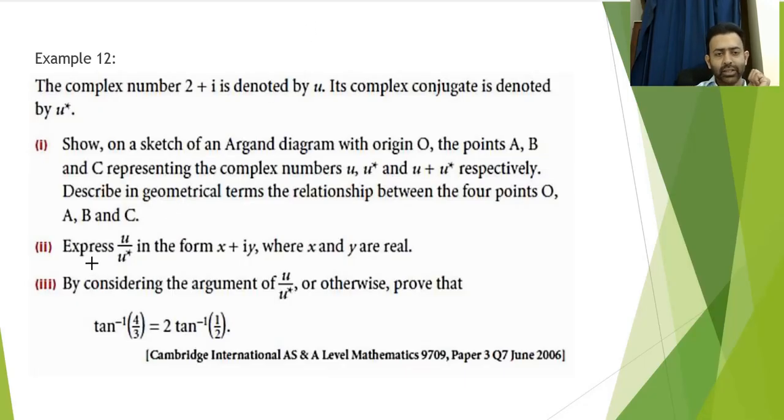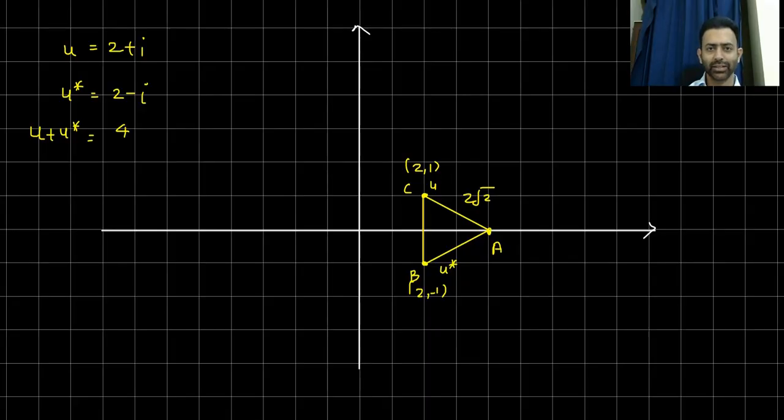Fine. Now it says that express u and u conjugate in the form x plus iy, where x and y are real. Right, so u and u conjugate. So again, since u conjugate is in the denominator, right?